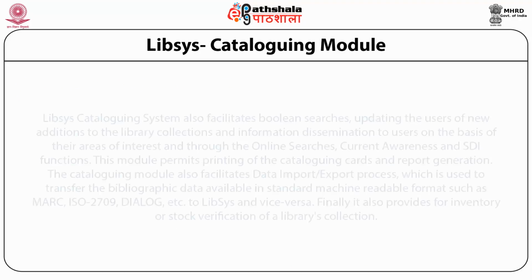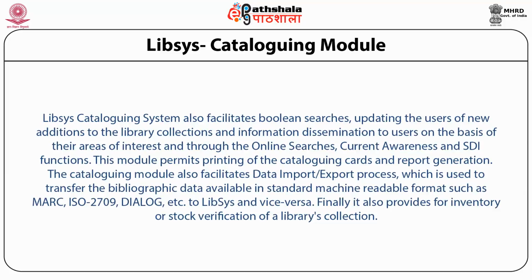Cataloging module also facilitates Boolean searches, updating the user of new additions to the library collections and information dissemination to users on the basis of their areas of interest and through the online searches, current awareness, and SDI functions. It also permits printing of the cataloging card and report generation.